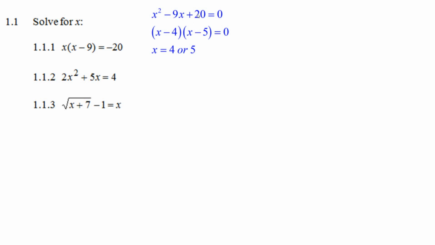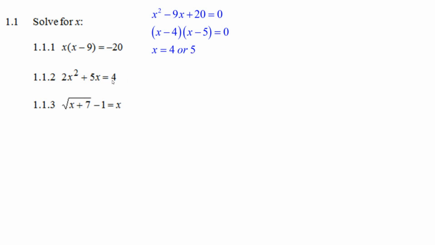Well, 4 times 5 is 20, and minus 4 times minus 5 is positive 20. But you've got minus 4x and minus 5x. It's got to be two negatives to make that work. So that means there's two solutions, 4 or 5. Make that equal to 0.